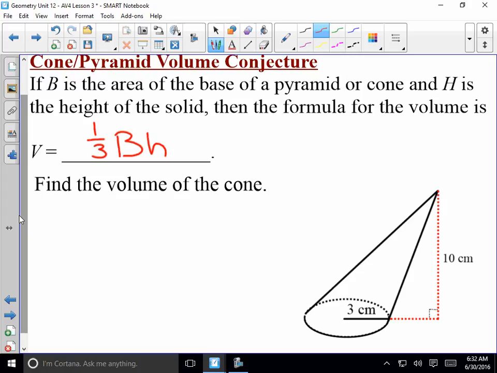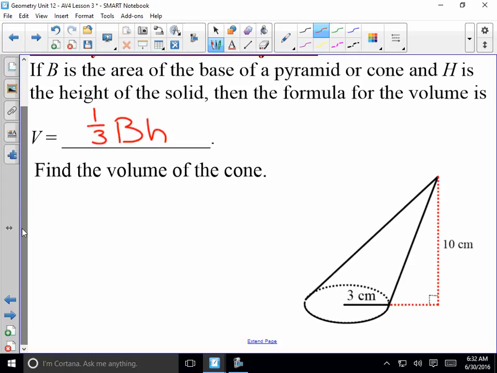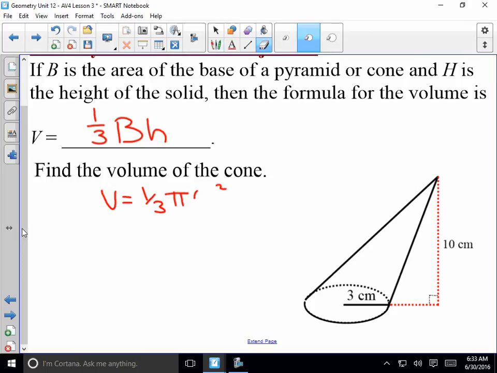We divide by 3 for volume, and when you're dealing with area and shrinking it down, that's when we multiply by 1/2. So if we want to find the volume of this cone here, it is 1/3 times the area of the base, and my base is a circle, so I need pi radius squared, and we can put 3 in that spot, and then times the height of the object.